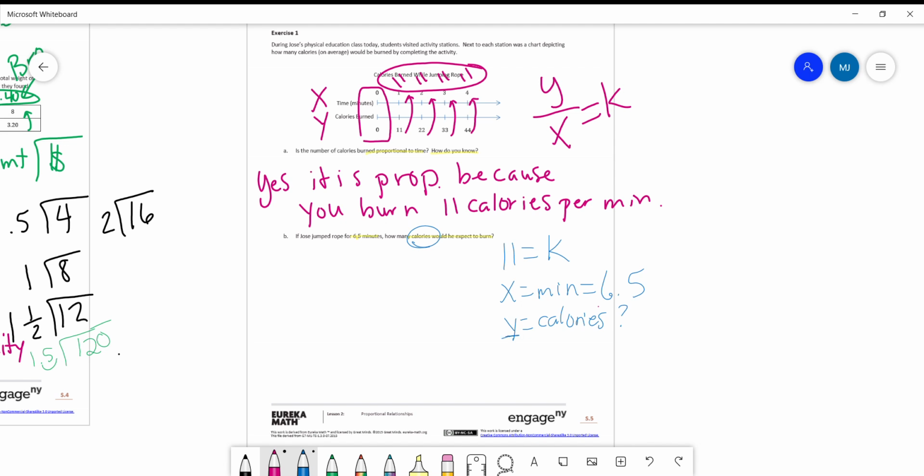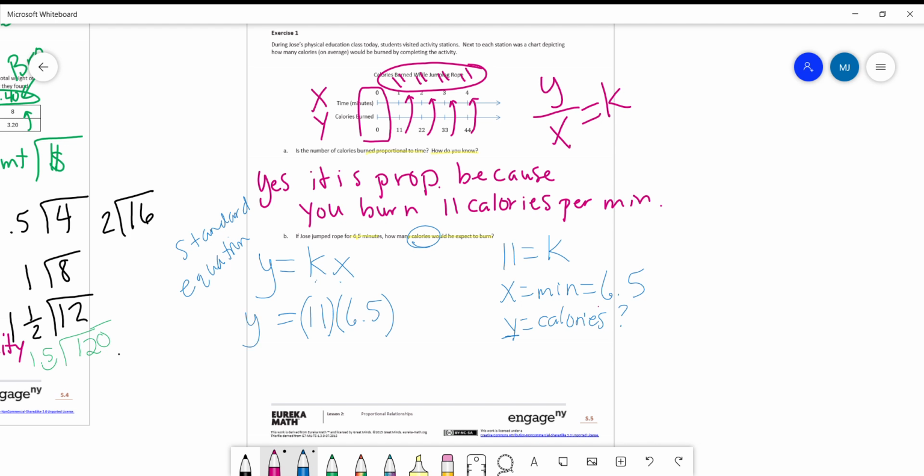So here's the relationship. There's a standard equation format. The standard equation is y equals kx. I want you to put that down in your notes and call it standard equation. You're going to use this for the rest of your math career. So what this says is that if we have our constant of proportionality, we multiply it by our x and we get our y. So in this case, we know our constant of proportionality is 11. We know our minutes is 6.5, or x, and so we can get our y, or our calories burned.